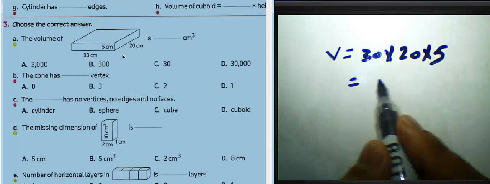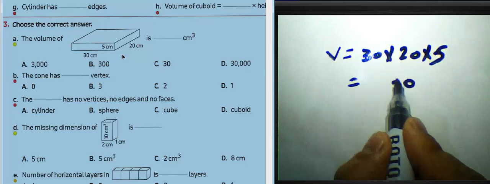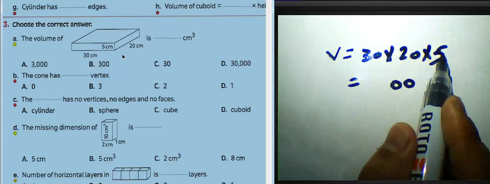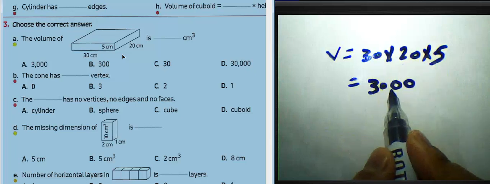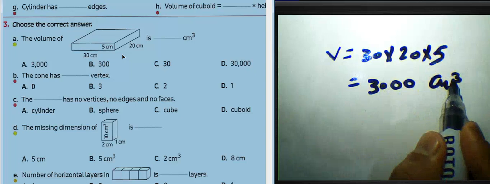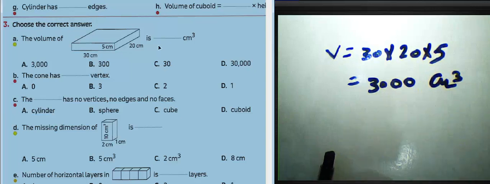Right here, double 0. 2 times 3 equals 6. 6 times 5 equals 30. The result will be 3000 cubic centimeters. Choose letter A.